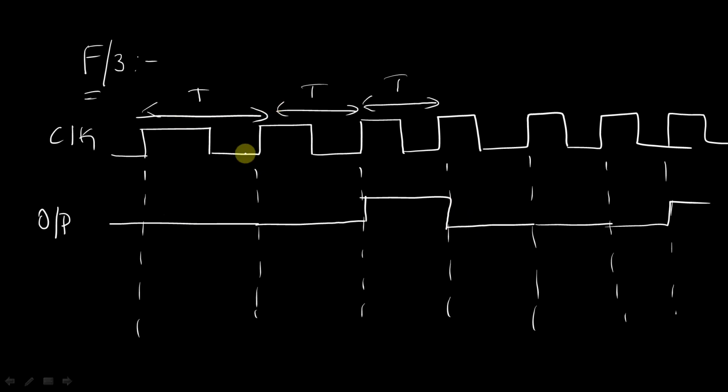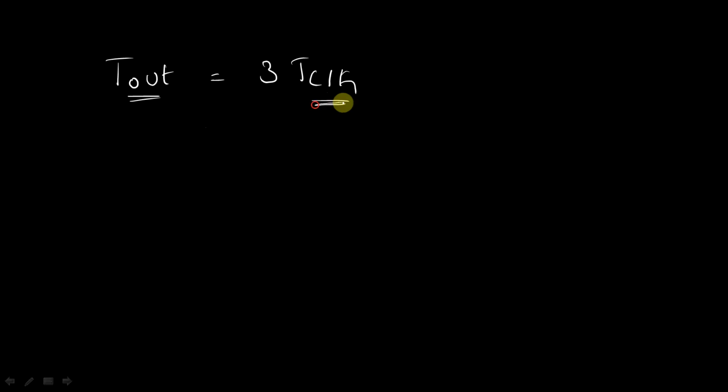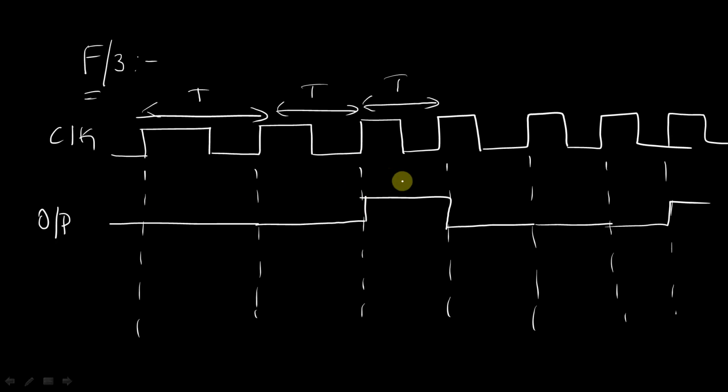Let's try to understand the relationship between the clock and the output. That is, T out is equal to 3 times T clock. The time period of your output is nothing but 3 times the clock time period. That is nothing but the frequency of the output is 1 by 3 times the frequency of the clock. That is, we are dividing our clock frequency by 3, and then we get the output frequency. Output frequency is nothing but 1 by 3 times the clock frequency. So this is your frequency divided by 3 circuit.